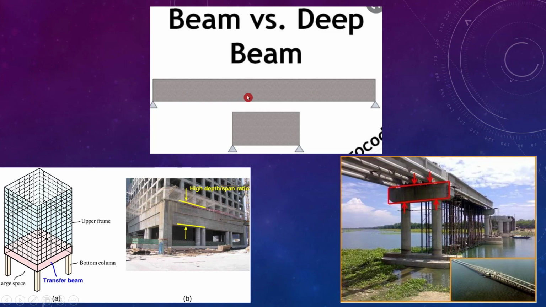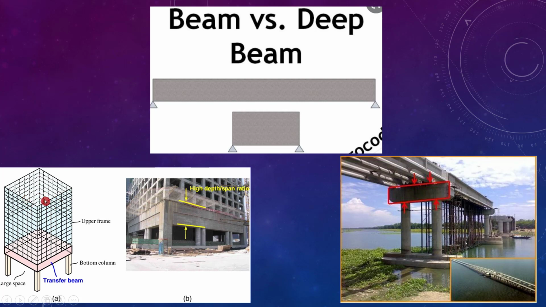In comparison with the long beam, the deep beam will be very strong in flexure. That means this beam won't bend at all, and the possible failure is only by shear. You can see some applications where deep beams are used.